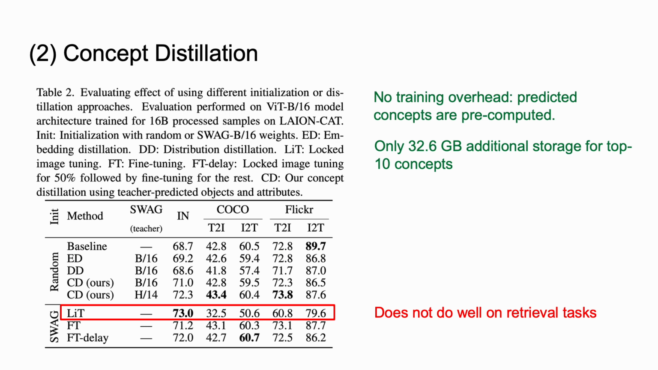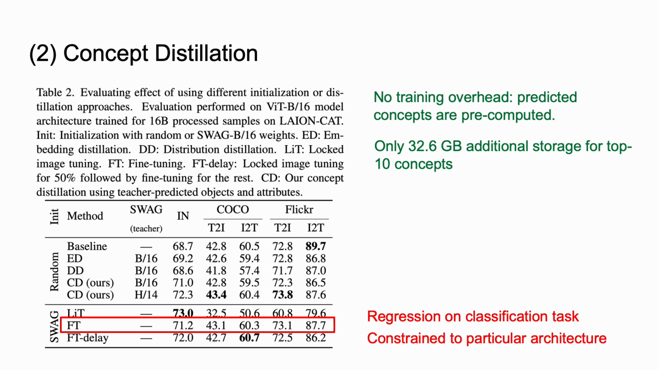In addition, one can try to use the SWAG model itself as the image encoder and simply freeze the model. However, while these models do well on classification tasks, they do not do well on retrieval tasks as indicated by the COCO and Flickr performance. One can, in addition, try to fine-tune these image encoder models and not freeze them. In this case, we see there is a regression on the classification task. Moreover, in all these locking of model or fine-tuning approaches, we are then constrained to a particular architecture which may not be desirable in future.